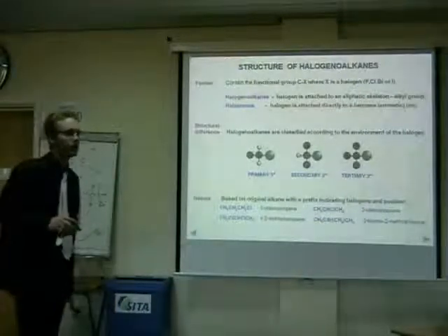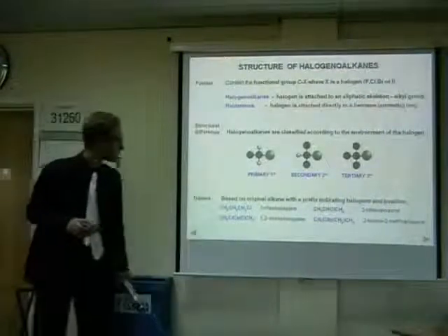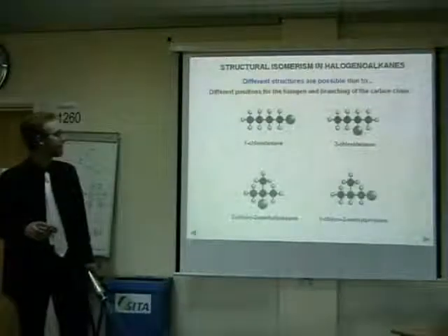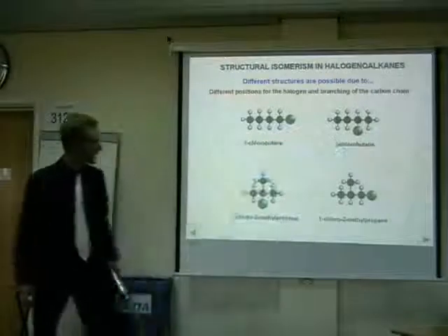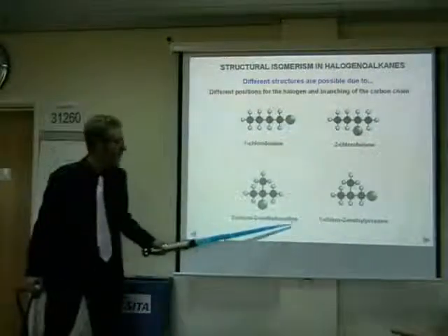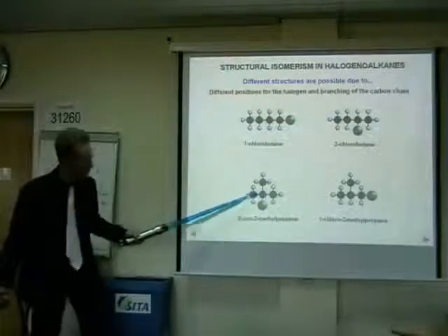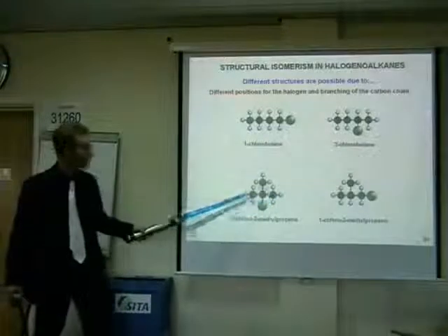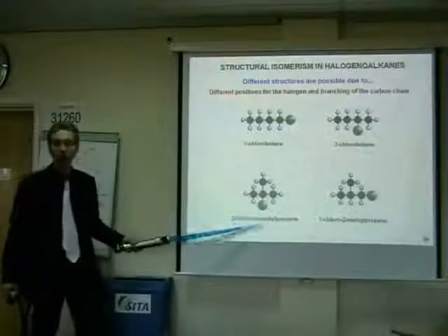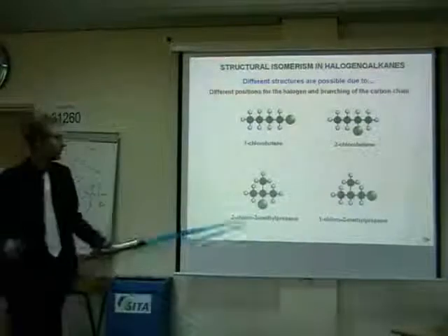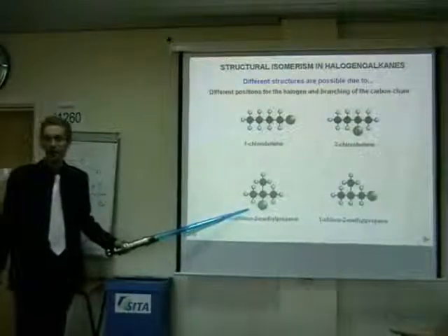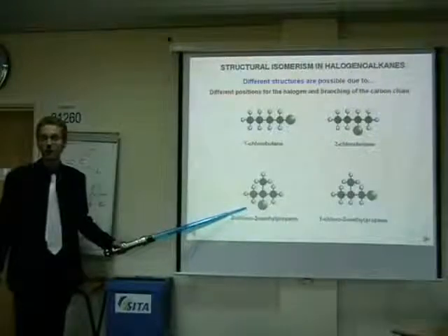Naming, you should now be happy with, so I'm not going to spend too much time on that. This is 1-chlorobutane, that is 2-chlorobutane. This is 2-chloro-2-methyl-propane. Why? Because you've got 3 carbons all in a row. You've got a methyl group, you've got a chloro group. You are expected from module 1 to be able to name a compound like that. Okay?